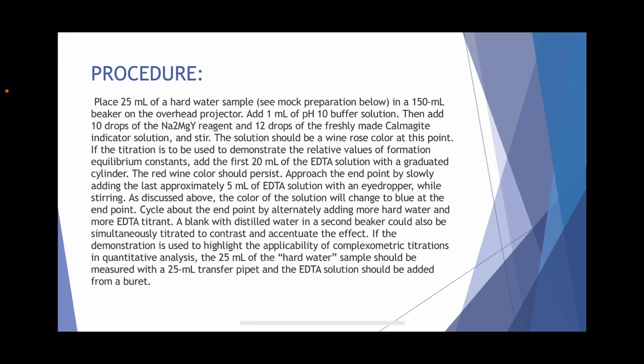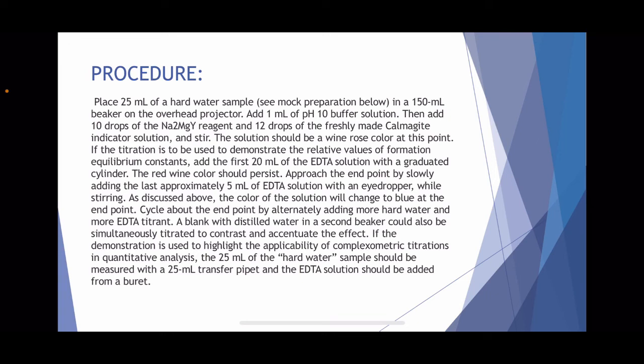The procedure that is going to be followed in the lab: place 25 ml of hard water sample in a 125 ml beaker on the overhead projector. Add 1 ml of pH 10 buffer solution. Then add 10 drops of disodium magnesium EDTA reagent and 12 drops of freshly made calmagite indicator solution and stir. The solution should be wine red color at this point. If the titration is used to demonstrate the relative values of formation equilibrium constants, add the first 20 ml of EDTA solution with a graduated cylinder. The wine red color should persist.